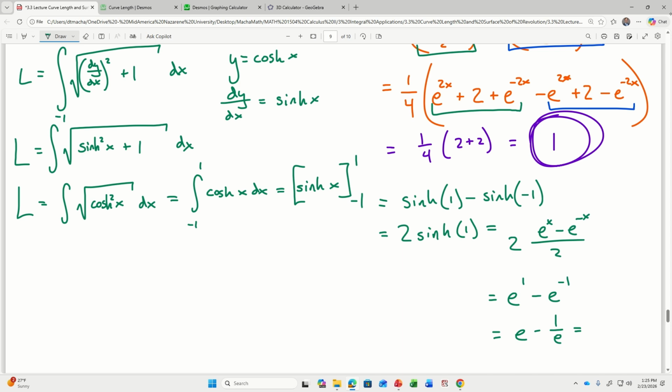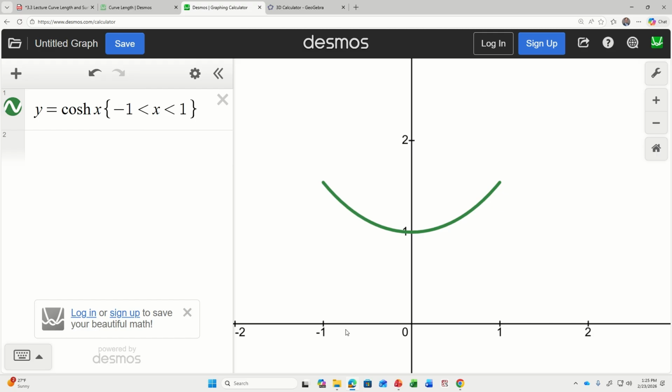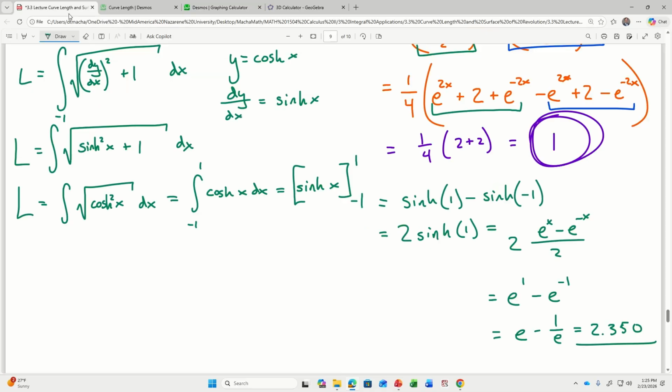E minus 1 over e is 2.350. Close to that. And again, that seems about right, because if my 2 posts are a distance of 2 apart, I expect this chain is going to be a little bit longer than 2. I don't know how much longer, but 2.35 seems like it's a little bit longer than 2.